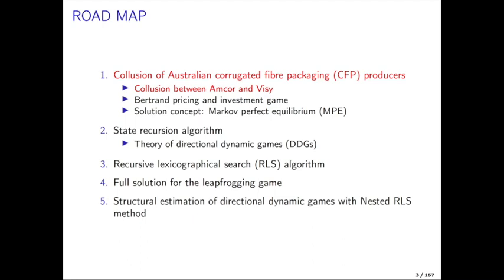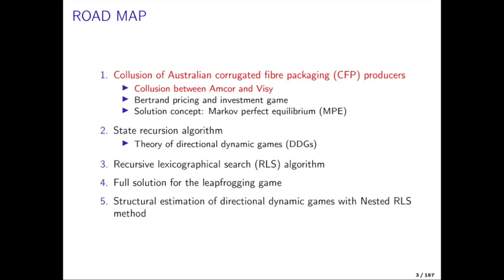I'm going to start with the application. It's empirically motivated theory in some sense. It's about a collusion case that John Rust was participating in as an economic expert in an Australian market for cardboard, or corrugated fiber packaging products. There was a collusion case between two firms, Amcor and VC. I'll introduce that, and then talk about the Bertrand price competition game that they used to calculate the counterfactual but-for prices and the resulting damage.